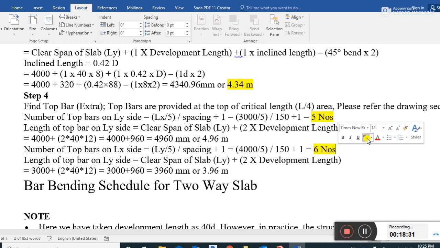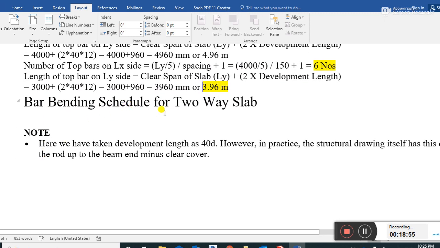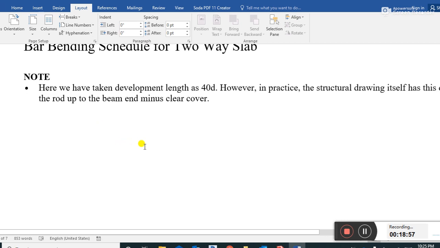Guys, simple, just follow the steps, you will get the result. Length of top bars on Ly side is clear span of slab Ly plus 2 times development length. Putting all values, the value comes up to 3.96 meters. Bar bending schedule for the two-way slab.